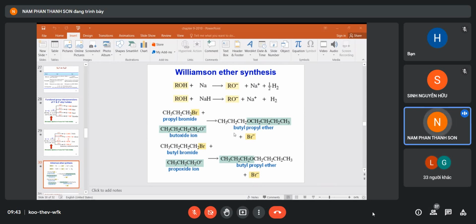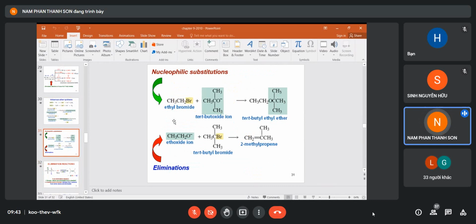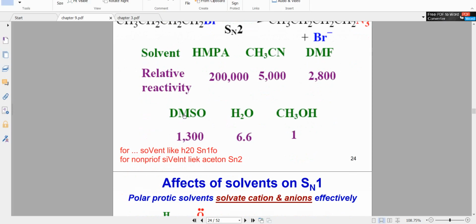So this method is more general than the method from alcohol. The thing is, this is a strong base, so you might have an elimination reaction. Everyone take note.